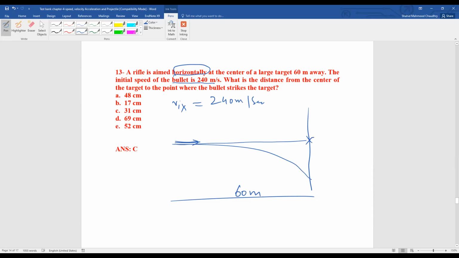So what do we have to find? We have to find this y distance. To find this y distance, we will apply the formula delta y is equal to ViY into t minus 1 over 2 g t square. But here at this position, ViY is 0. But we have no time.